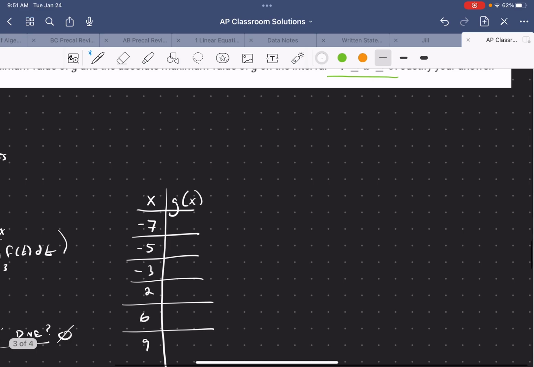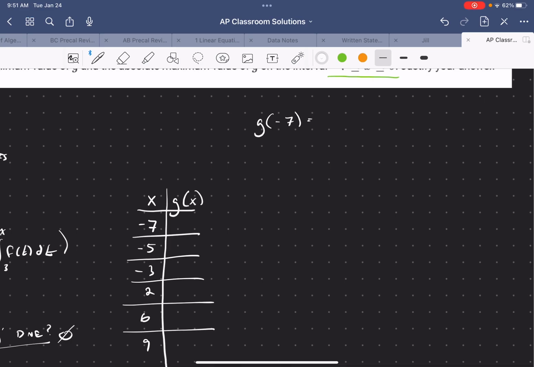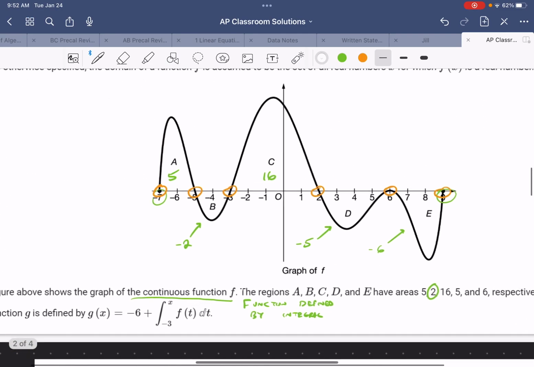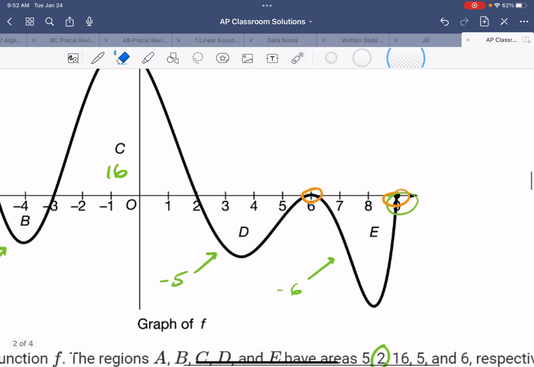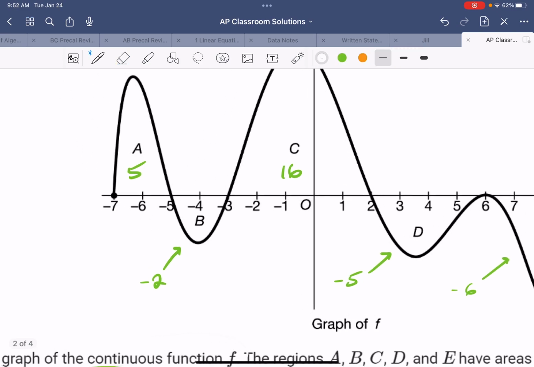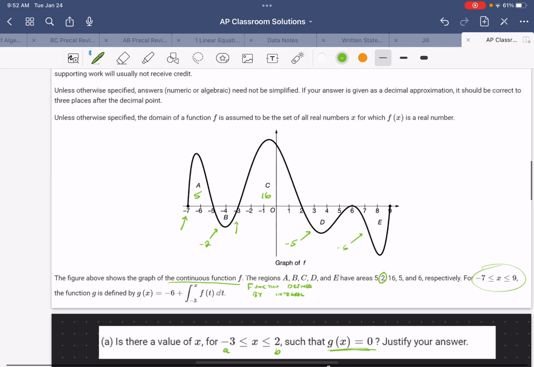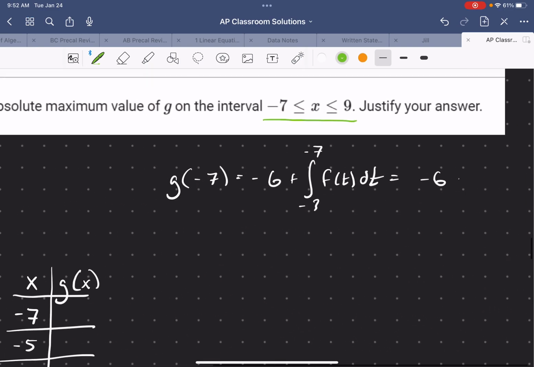So let's start off with the -7. G of -7. So g is defined as being -6 plus the integral from -3 up to your boundary here, which is -7, of f of t dt. So now I can use the table to figure out what this integral is. I need to figure out what's the integral between -3 and -7. Notice that my boundaries are going backwards here. Let me erase some stuff. Let's get rid of that, that, and that. So -3 to -7, I'm working backwards. I'm starting off at -3, and I'm integrating left. Well, we can actually fix this by swapping the boundaries.